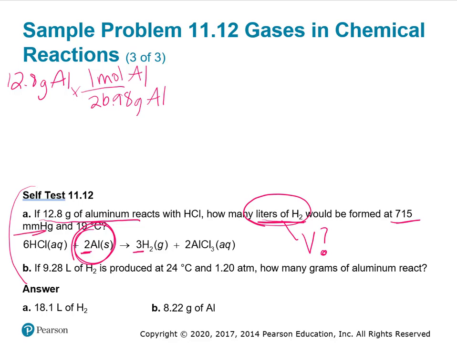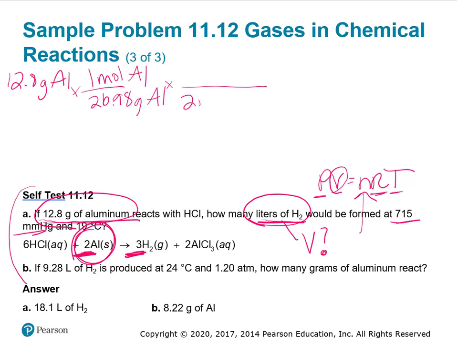So if I use the ideal gas law to find liters of hydrogen, PV equals nRT. If I need to find volume, I have to know pressure, which I'm given, and temperature, which I'm given. I can use the R value that has millimeters of mercury, but I have to know moles of hydrogen. In order to find moles of hydrogen, I'm given grams of aluminum. I can get to moles of aluminum, and then I can look at my mole ratio of aluminum to hydrogen. There's 2 moles of aluminum for every 3 moles of hydrogen. That'll give me moles of hydrogen to plug in for that n value.